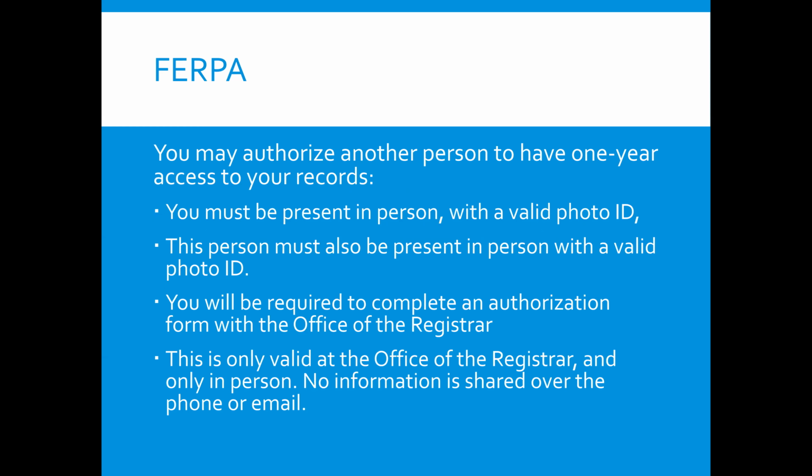You may authorize another person to have 1-year access to your records. In order to do this, you must be present in person with a valid photo ID. The person you're allowing must also be present in person with their photo ID. You'll be required to complete an authorization form with the Office of the Registrar. This is only valid at the Office of the Registrar and only in person. No information is shared over the phone or email.